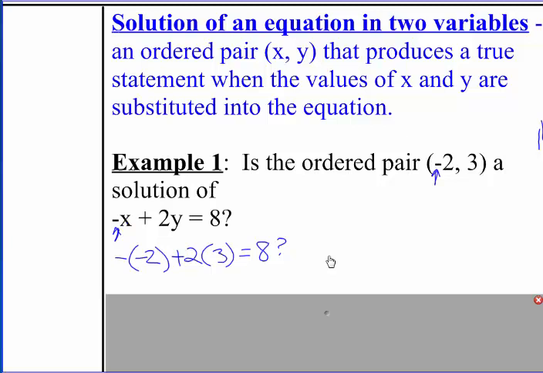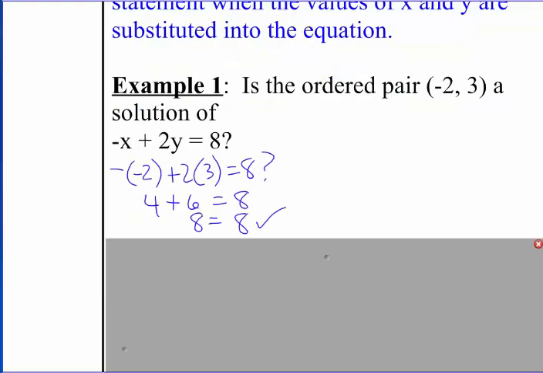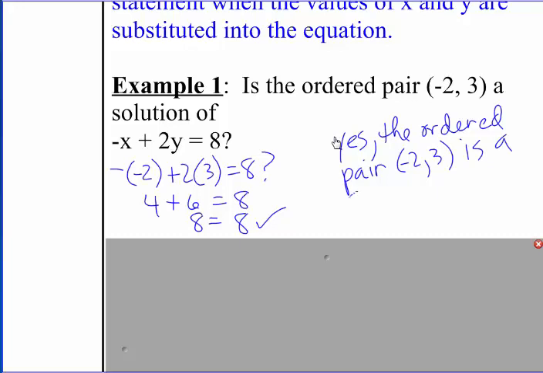So you go through and simplify. So the double negatives here in front of the 2 make it a +2 plus 6 equals 8. And 2 plus 6 is 8. So yes, it does work. Okay, now this by itself does not answer your question. You have to actually answer in a sentence afterwards that yes, the ordered pair -2, 3 is a solution.